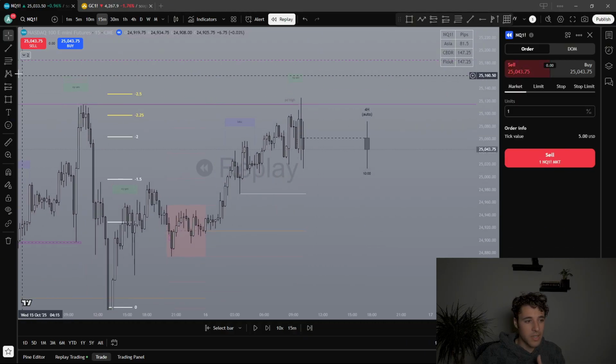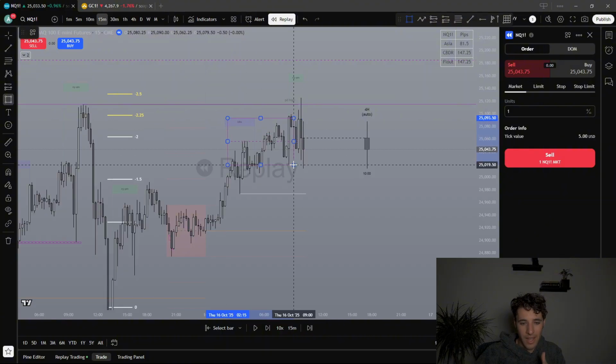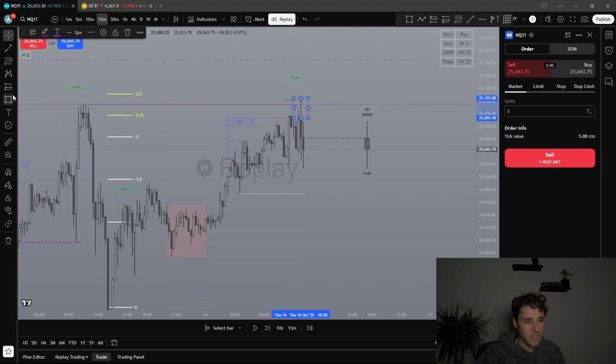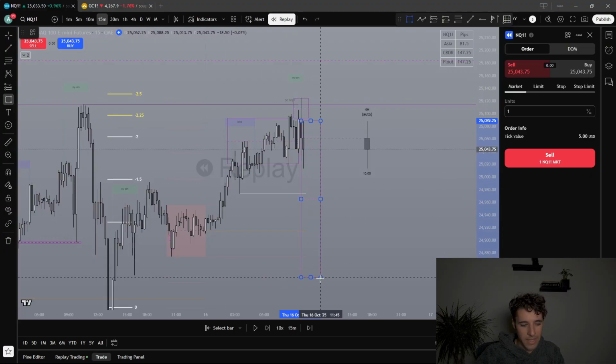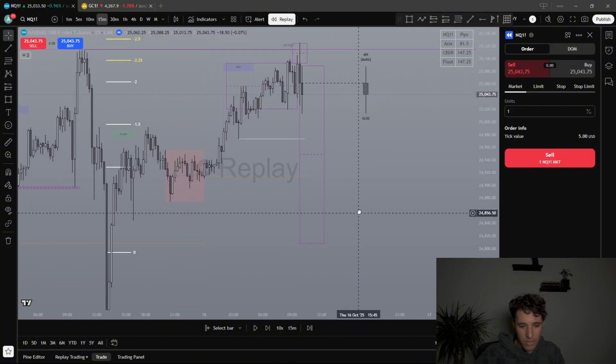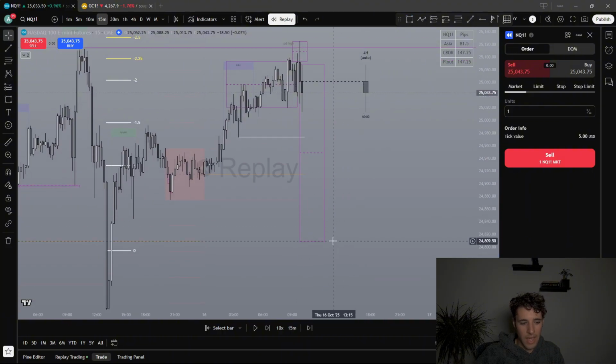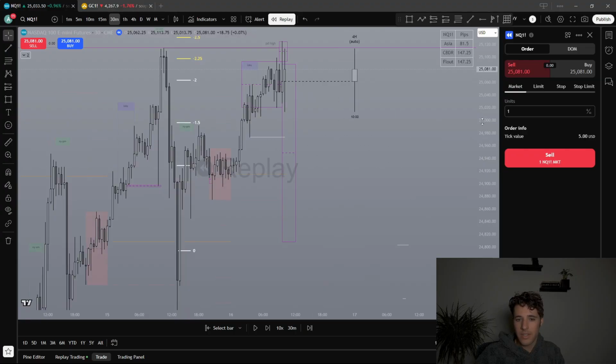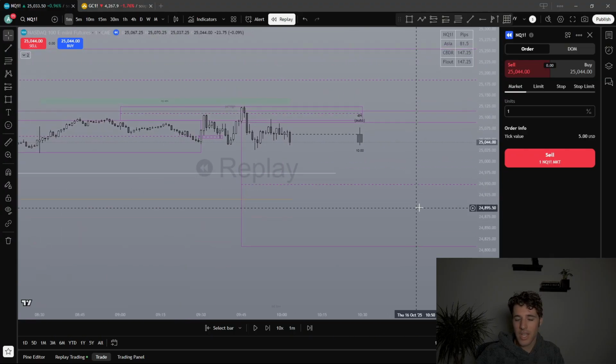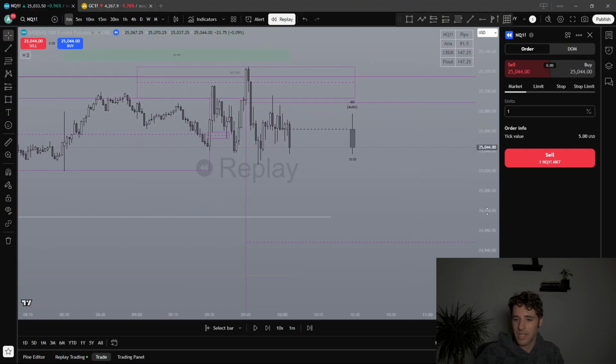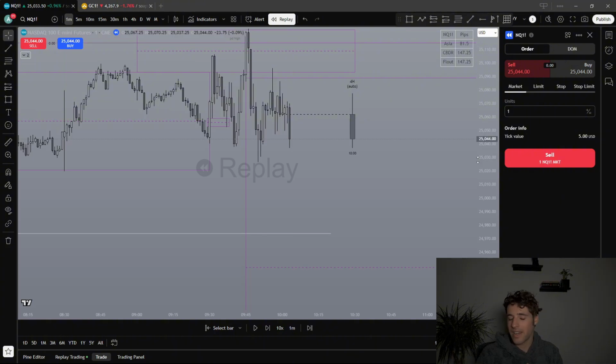Now, to me, this PO3, accumulation, manipulation, distribution, looks like this. It no longer looks bullish. So I change my bias and I say, wow, we are super bearish on the day. Okay, I can see this happening. This is interesting. I can change, and that's the part about being a trader, that you need to be reactionary and not set in stone.